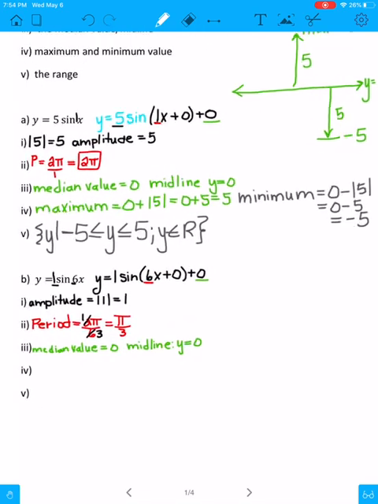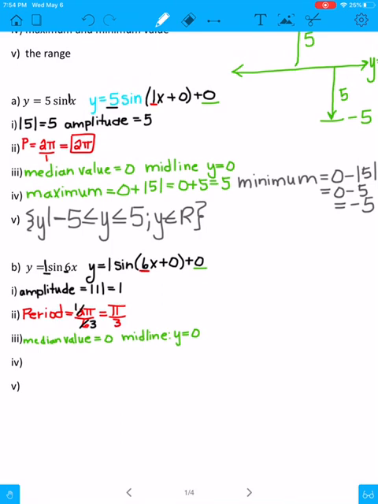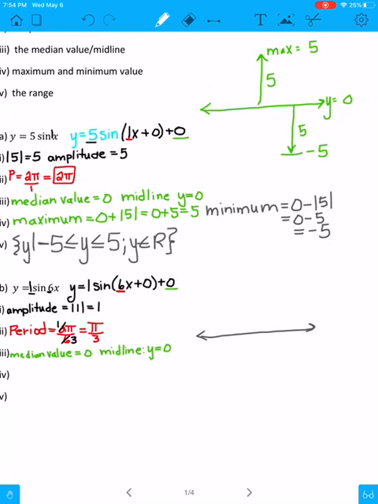So for B, we could sketch it out. We have a midline at 0. Then we have an amplitude of 1. So we go up 1 and we go down 1. If we go up 1 from 0, we get to a maximum of 1. If we go down 1 from 0, we get to a minimum, which equals -1. Or we can just use our formulas.